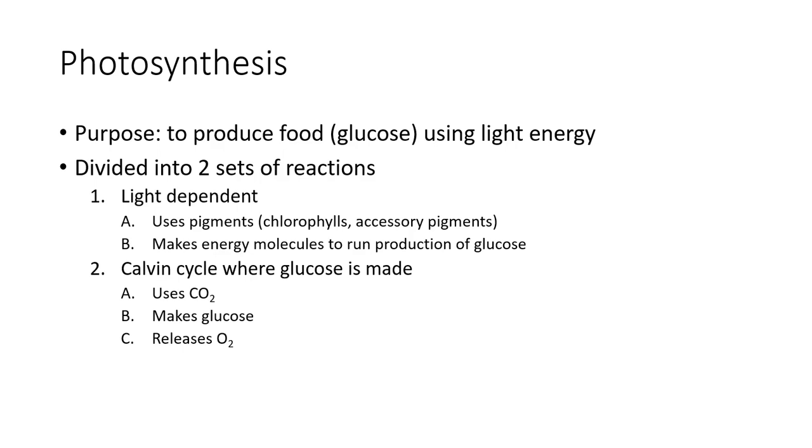Then we have the Calvin cycle, which is light independent. You do not have to have light for the Calvin cycle to occur. The Calvin cycle is where glucose is made, because remember, the purpose of photosynthesis is to produce food, glucose, using light energy. So how does the Calvin cycle work? You use a bunch of CO2 molecules, carbon dioxide. You make some glucose. How? You have to use all those energy molecules that you made in the light-dependent reactions. And the waste product is oxygen gas.